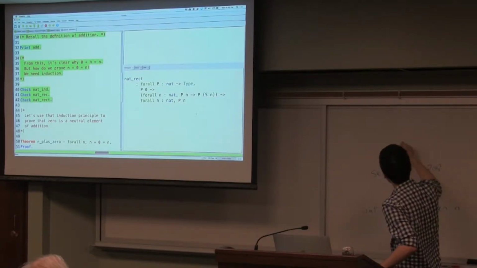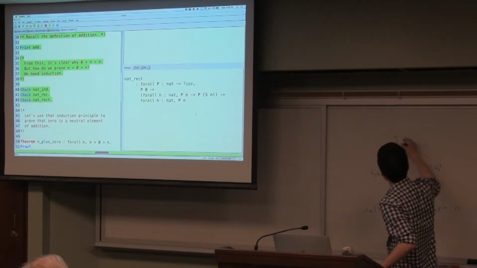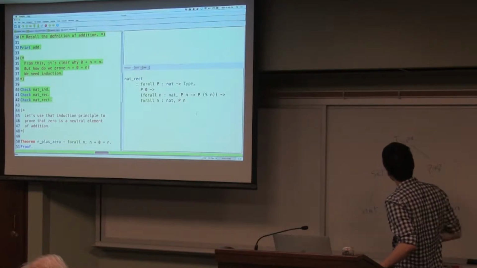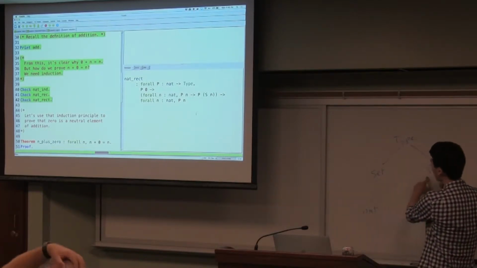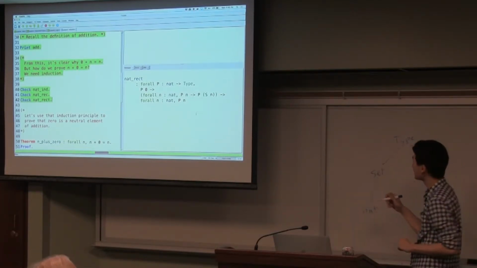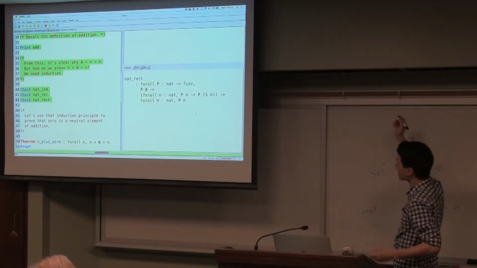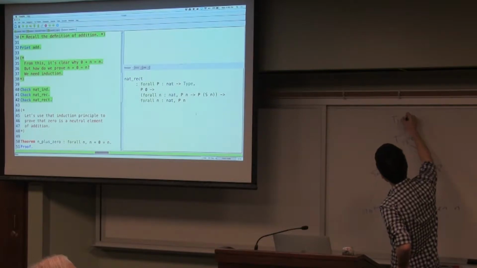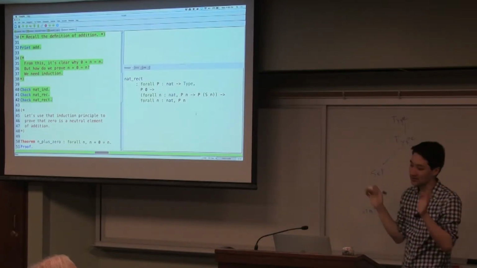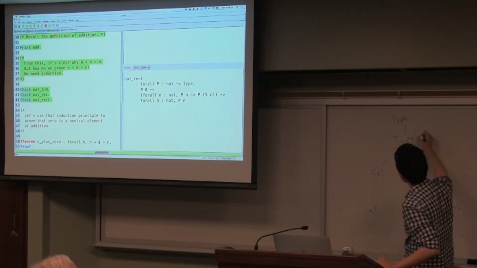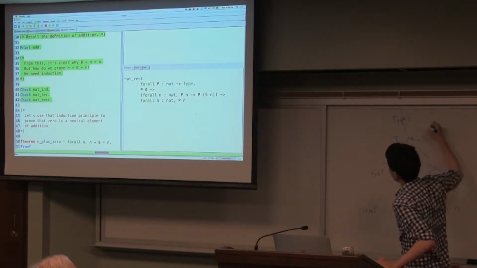And then these things live at type: the type of set and the type of prop is called type. And now there's a weird thing going on here. The type of type, what's that? It's type, but it can't be, right? That's a logical paradox. That's a well-known thing. So we say this is type 0, it's type 1, and it goes up forever.